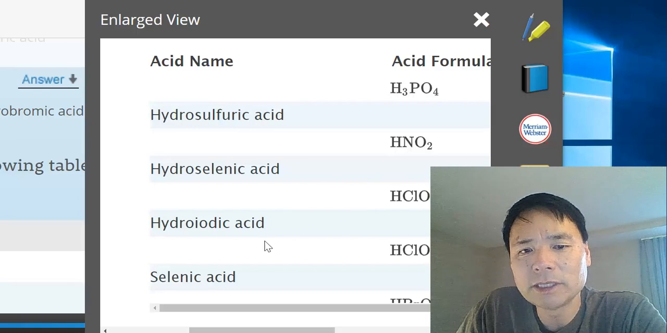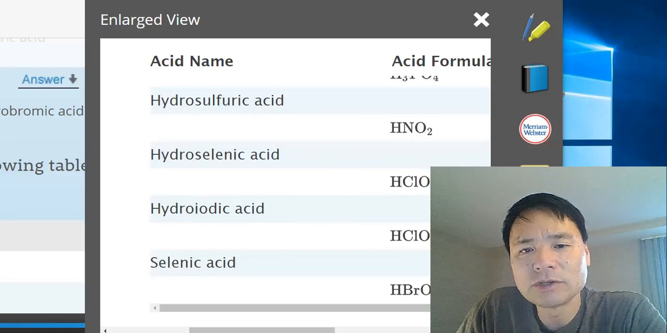This would be H2Se. This is a hydro-ic acid, so it would be iodide, that would be HI here. And this is an ic acid, so it would be selenate. Selenate is like sulfate, it's SeO4 2 minus, so this would be H2SeO4 here.